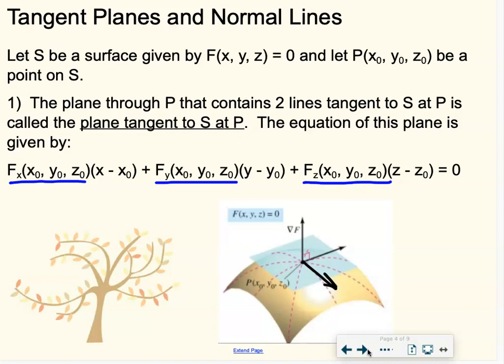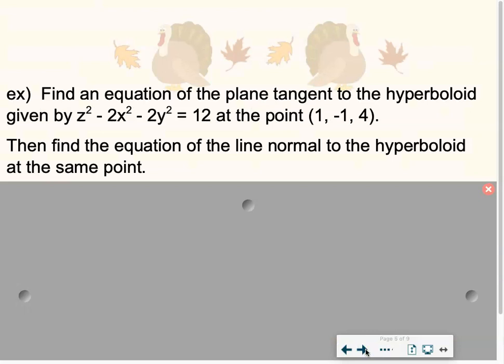Okay, so anyway, let's walk through a problem together, and then I will give you one to try. We're going to start by finding the equation of the plane tangent to the hyperboloid given by z squared minus 2x squared minus 2y squared equals 12 at the point (1, -1, 4). I haven't taught you how to write the equation of a line normal to the hyperboloid at the same point, but we're going to see if we can figure that one out.